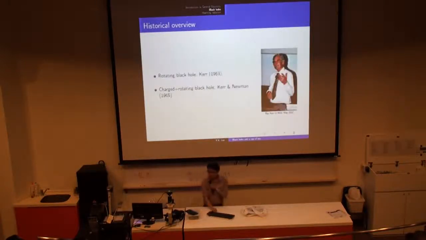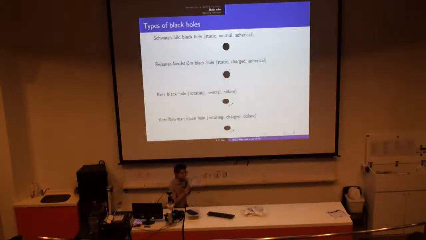Okay, and then the next solution came in '63. That is the Kerr black hole. This is Roy Kerr when he came to Singapore a few years ago. He was speaking in NUS, and the next generalization is the Kerr-Newman black hole. Newman contributed a new solution to this. Okay, so anyway, these are just a few names. I won't go into much detail. I'm just giving names that very few people have heard about, so you can Google and learn more about them.